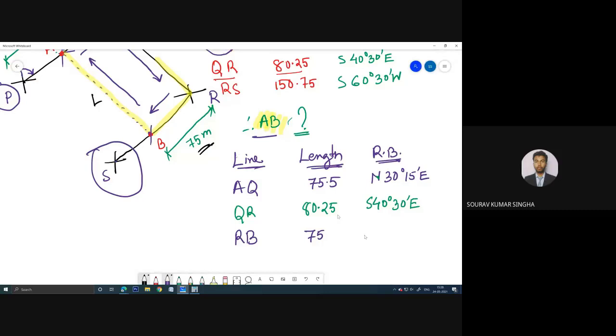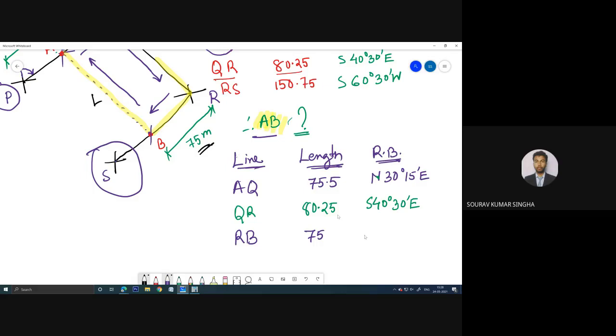Yes sir. So look, what is the reduced bearing of RS? South 60 degree 30 minute west. My voice is clear? Yes, sir, clear. Yes, I am saying that the reduced bearing of RS is south 60 degree 30 minute west.